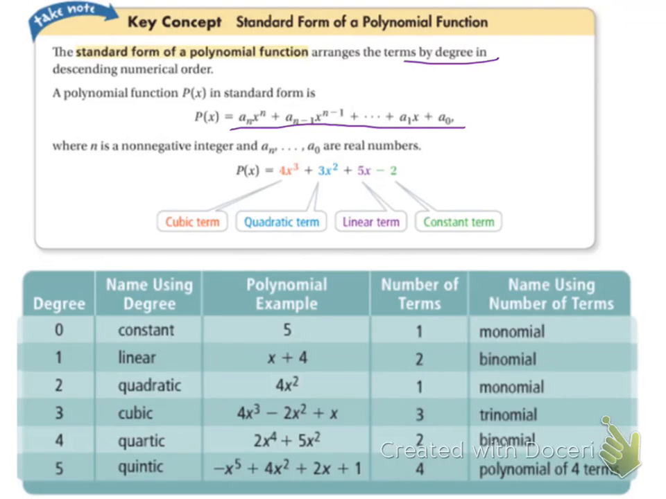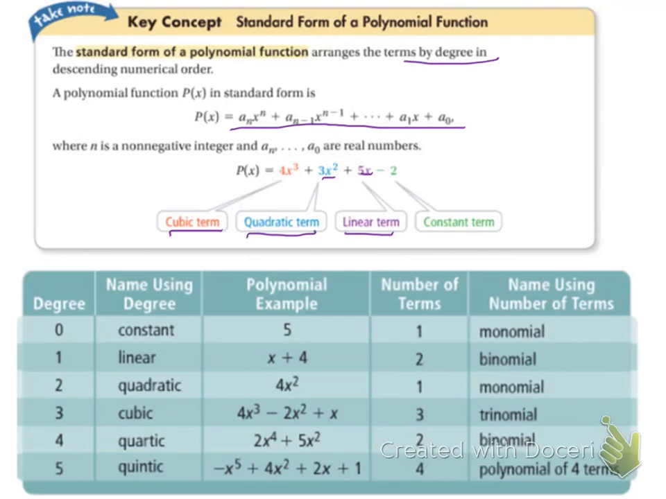exponent. So in this first one that they show you, they put the cubic term first, the term with the x cubed, then the quadratic term, the term with the x squared, then the linear term, which is just the x, and then the constant that doesn't have the x. Okay? So that's the standard form. Whenever you're writing a polynomial, you always need to put it in standard form when you're finished for your answer. So we're going to talk about the different types of polynomials and how to classify them or name them.